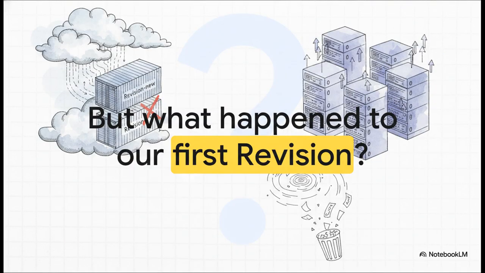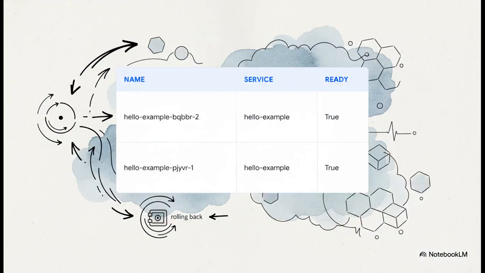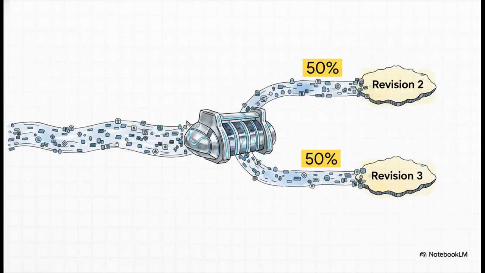So that leads to a pretty obvious question, right? If our new version, revision 2, is now getting all the traffic, what happened to the first one? Did Knative just delete it? Nope, and that's the magic. If we ask Knative to list the revisions, you can see they're both still there. Our first one, PGYVR1, is still around, totally safe and sound. It's not gone, it's just not getting the main traffic anymore. And that means if something goes wrong, rolling back is as easy as just pointing traffic back to the old one. No panic necessary.